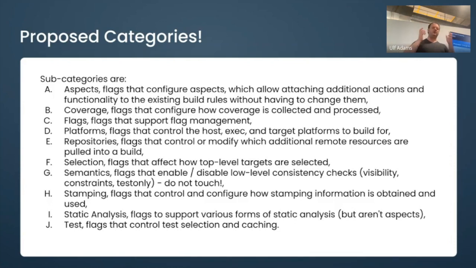And so one set of flags are aspects-related flags. Aspects are things that allow you to attach additional actions to your build in different places. You can attach to specific rules. You can attach to specific actions. What is it good for? One of the main use cases is static analysis. You can attach to all the C++ compile actions and look at all the source code and then run stuff on top of that.